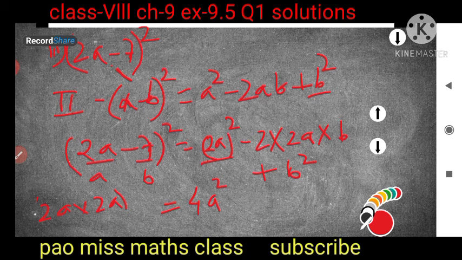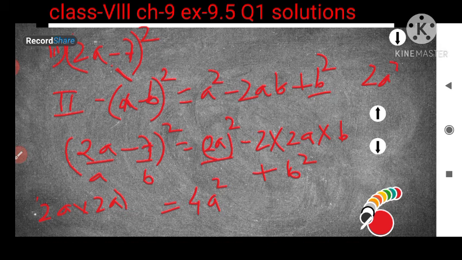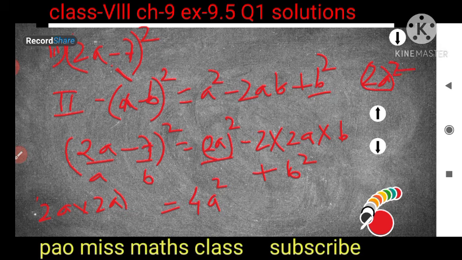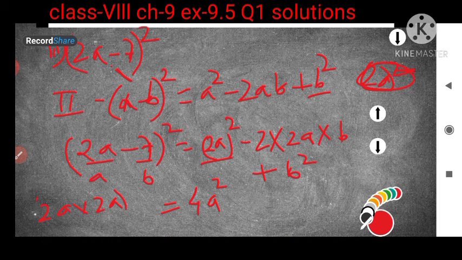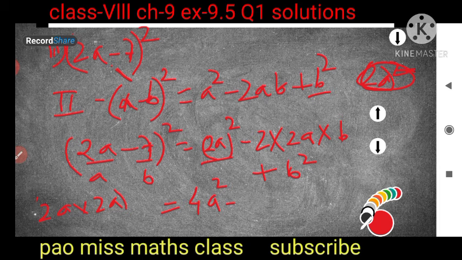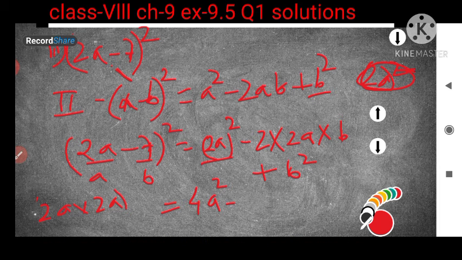So don't be confused. Don't write 2a whole square in this way. Okay, you have to put a bracket because this square is for 2 also and for a also. Now minus is there, so minus will be there. Now multiply all the numbers. How many numbers? 2 numbers there.